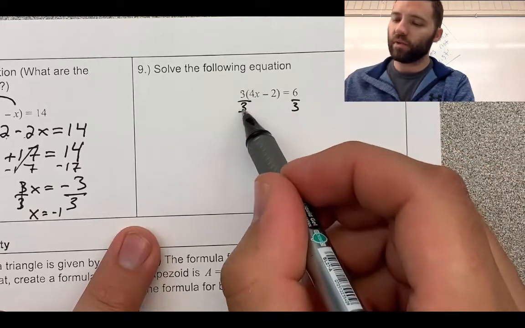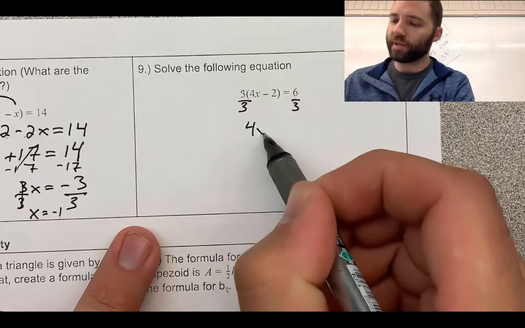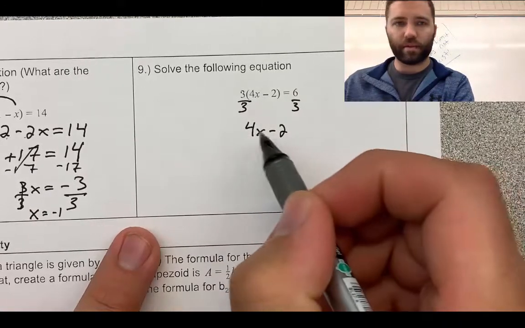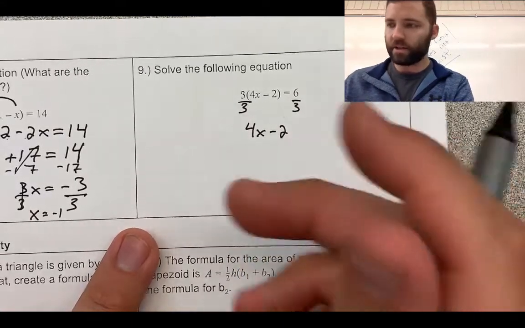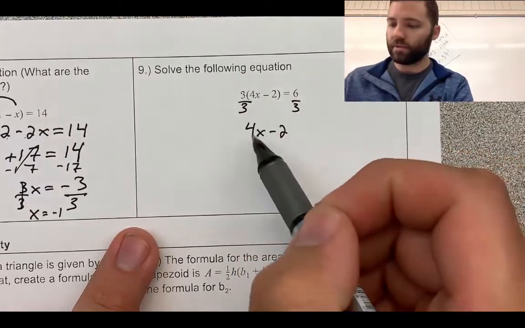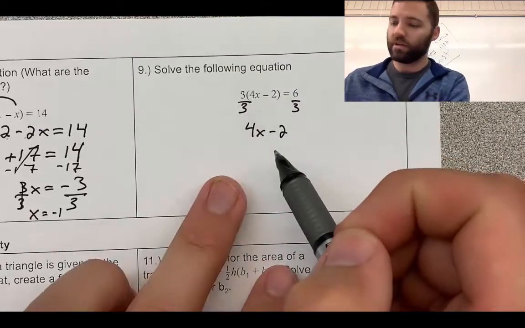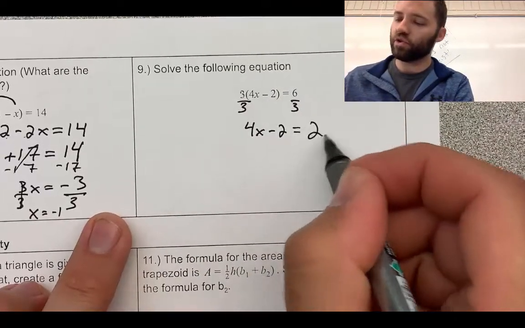On the left, I get 1 over 1. This is just 1. So I get 4x minus 2 on the left. And there's no reason to put that in parentheses because the 3 over 3 is just going to be 1 times 4x minus 2. 1 times anything is itself. So I have 4x minus 2 equals 2.